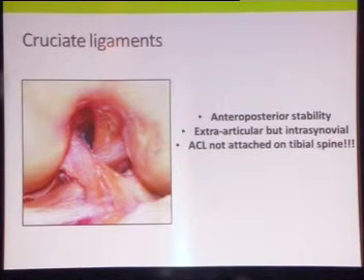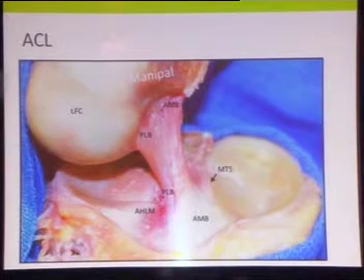Intra-articular but extrasynovial, I'm sorry, it's wrongly written. And ACL is not attached on the tibial spine. ACL is attached between the two tibial spines, though it has got some insertion going up to the tibial spine, but ACL is not attached onto the tibial spine. The role of the tibial spine is to give some amount of mediolateral stability.